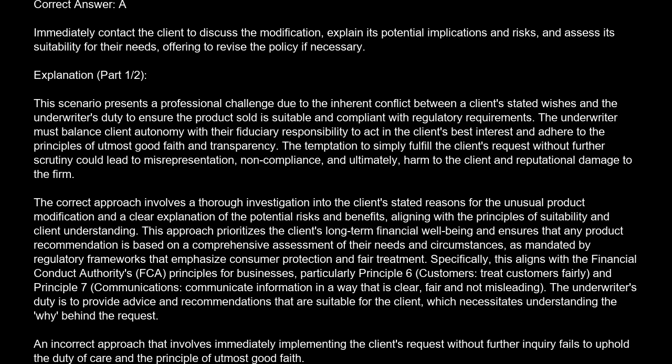The correct approach involves a thorough investigation into the client's stated reasons for the unusual product modification and a clear explanation of the potential risks and benefits, aligning with the principles of suitability and client understanding. This approach prioritizes the client's long-term financial well-being and ensures that any product recommendation is based on a comprehensive assessment of their needs and circumstances, as mandated by regulatory frameworks that emphasize consumer protection and fair treatment. Specifically, this aligns with the Financial Conduct Authority's (FCA) principles for businesses, particularly Principle 6, customers: treat customers fairly, and Principle 7, communications: communicate information in a way that is clear, fair, and not misleading.